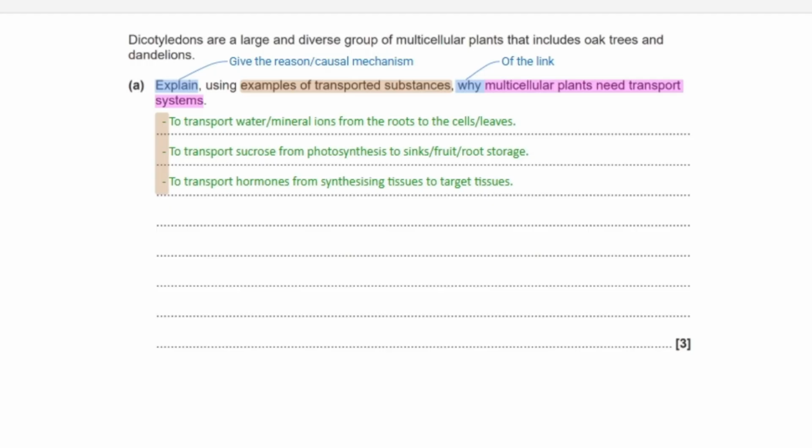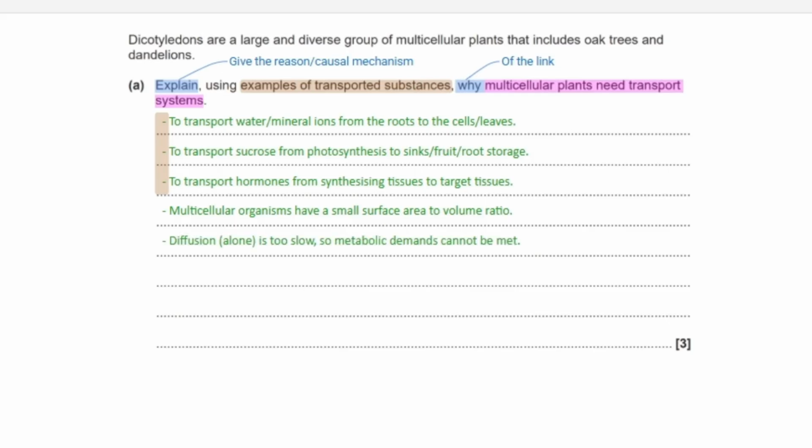So now we've taken a look at some examples, let's review the explanatory mechanisms for why multicellular plants need transport systems. So first off, we'd want to consider that multicellular organisms have a small surface area to volume ratio. That is a stock phrase that you should be very familiar with and is always worth writing out when they are asking about why organisms need transport systems, whether or not it's animals or plants. Secondly, diffusion alone is too slow, so metabolic demands cannot be met. We cannot supply the substances we need at a great enough rate in order to meet the plant's metabolic requirements.